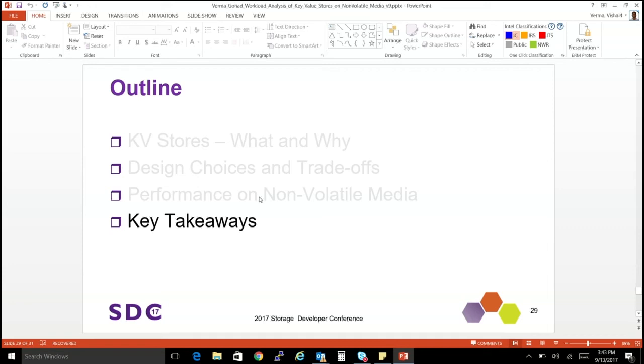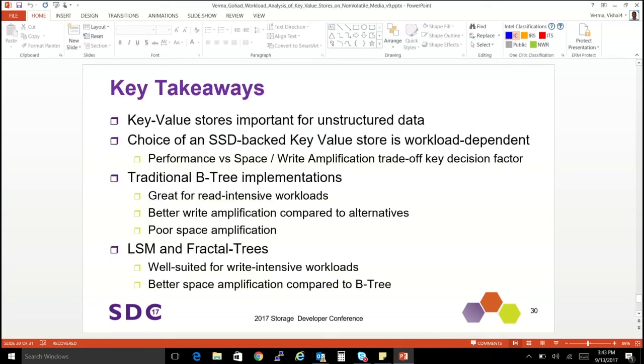So we went through different data structures, how they compare against each other, and then the key takeaways. Key-value stores are important for unstructured data. The choice of my SSD-backed key-value store is definitely workload dependent. There are these factors which we covered: write amplification, space amplification, and there's a decision factor based on how much performance I want versus how much space you would consume for each key-value store.